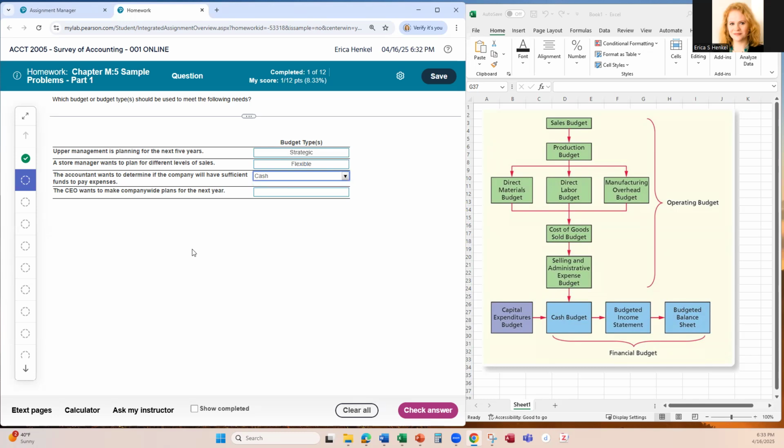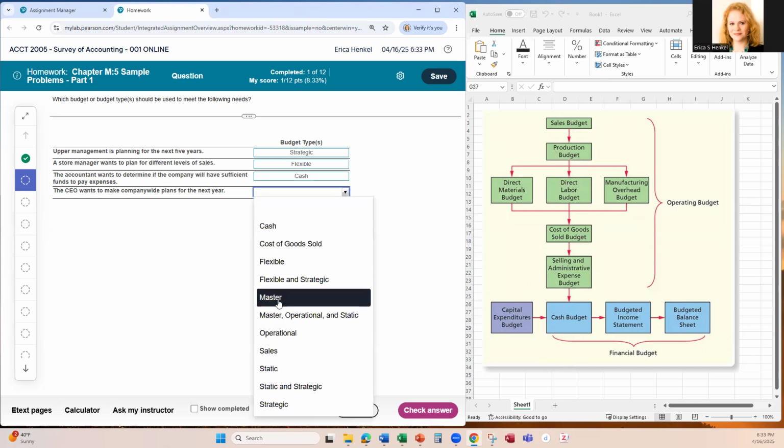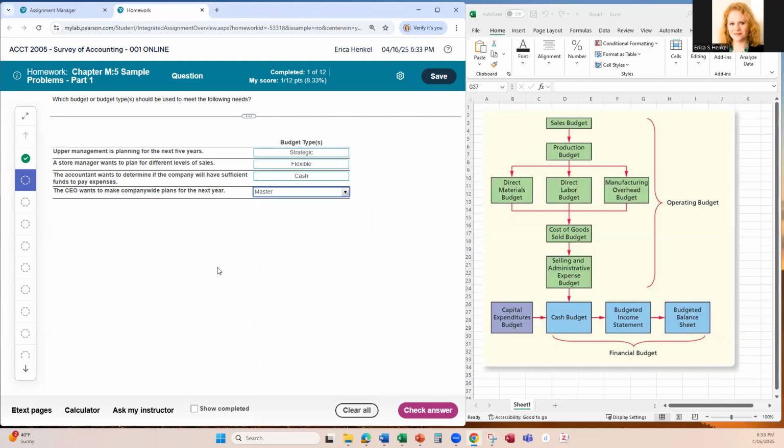And then the last one: the CEO wants to make company-wide plans for next year. So for 1 year, that would be the master budget that covers all the different parts of the company, from sales to production, manufacturing, capital expenditures, which are our investments in long-term assets, when our cash will come in and out, and then what our financial statements are going to look like. So this one is the master budget.